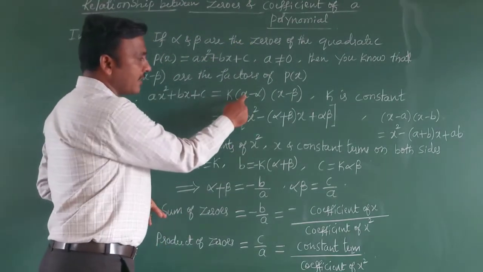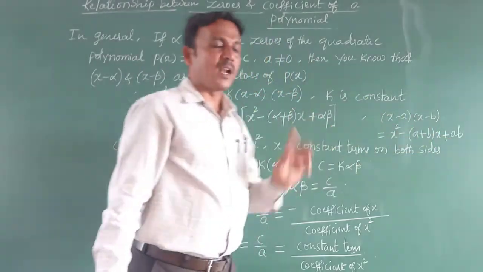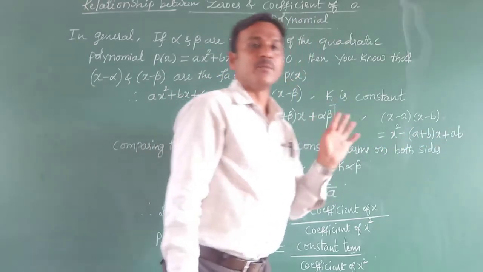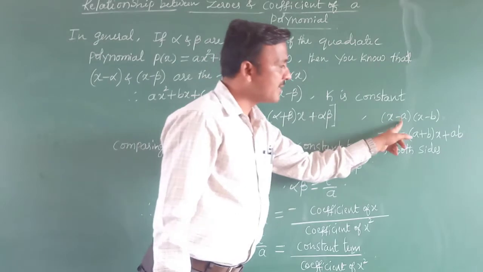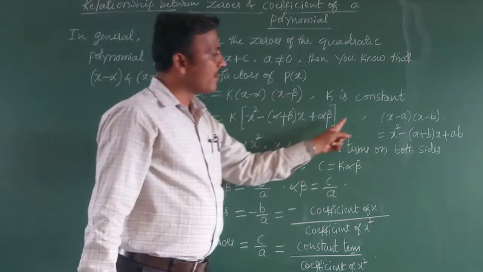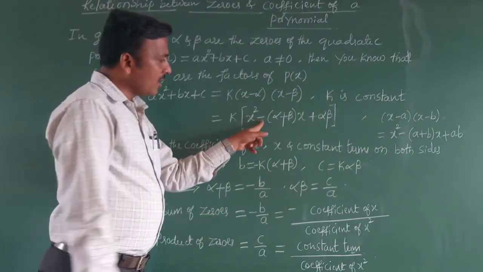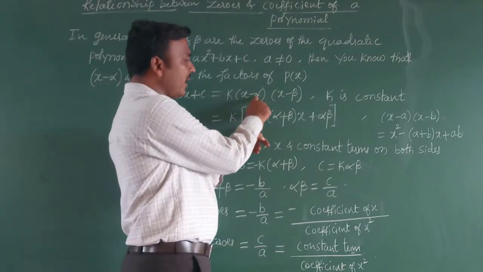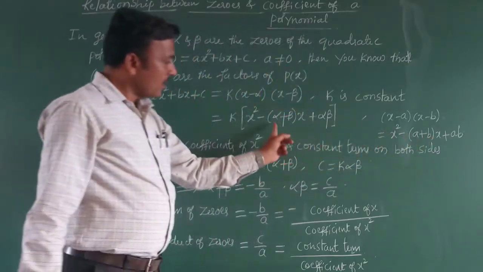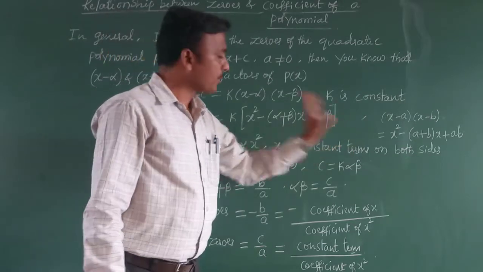This is of the form (x − a)(x − b). Already you know the identity: it gives x² − (a + b)x + ab. This you have learned already. So (x − alpha)(x − beta) is the same as (x − a)(x − b). It can be written as k times [x² − (alpha + beta)x + alpha·beta]. In place of a, alpha; in place of b, beta.